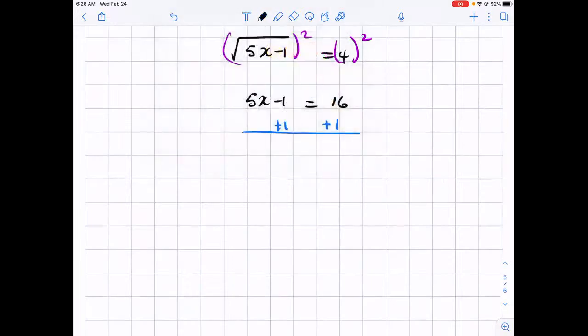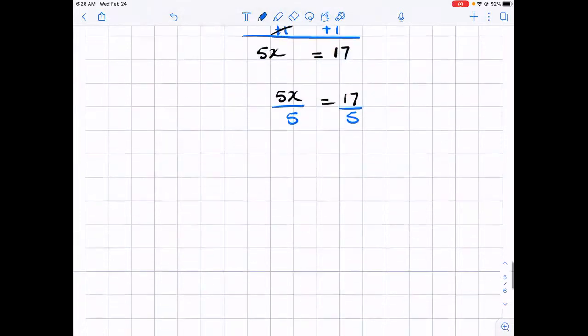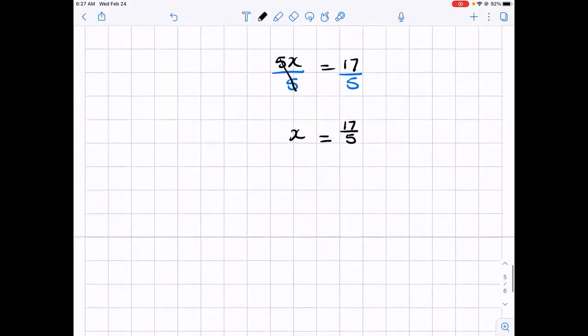So we have 5x, the minus 1 and the plus 1 cancels, and 16 plus 1 is 17. Okay, and to get x by itself, we'll divide both sides by 5. And we know 5 divided by 5 is 1. We don't need to write 1x. And 17 over 5. Well, 17 over 5 cannot be simplified because 17 is a prime number.